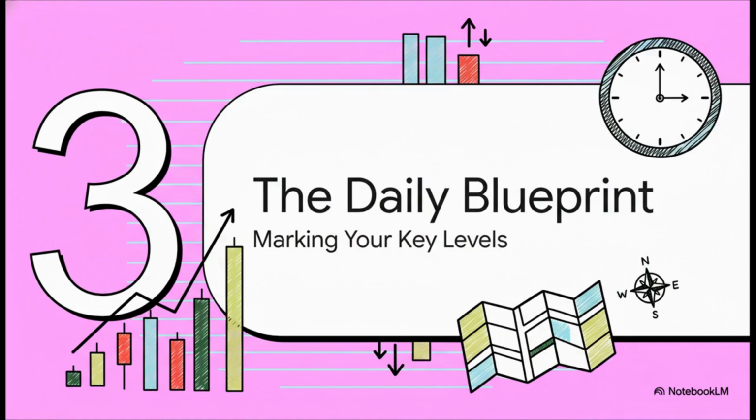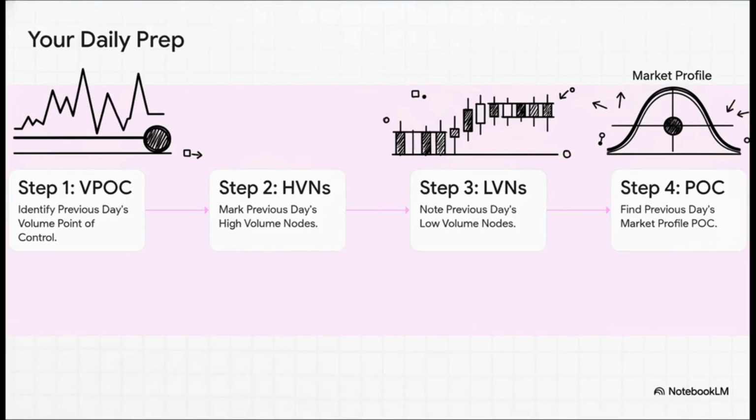And the real key here is that we're going to look at yesterday's action to prepare for today. And it all boils down to this super simple four-step checklist. Every single morning, before you do anything else, you look at the previous day's chart and you mark these four things: the volume point of control, the high and low volume nodes, and the market profile's point of control. That's it. Your prep work is done.